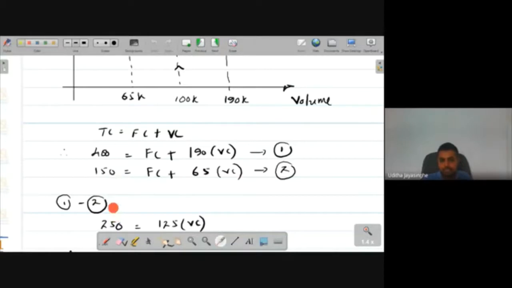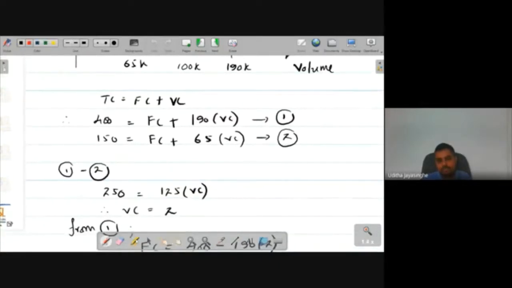So this side there is going to be 250 left. Isn't that so? What is going to happen to the other side? Here, these portions, these FCs that you see here are going to be taken off. And this 190 into variable cost per unit minus 65 into variable cost per unit is going to give you this 125 VC. Yeah, my math is correct. Is that 400? Yeah, it's correct.